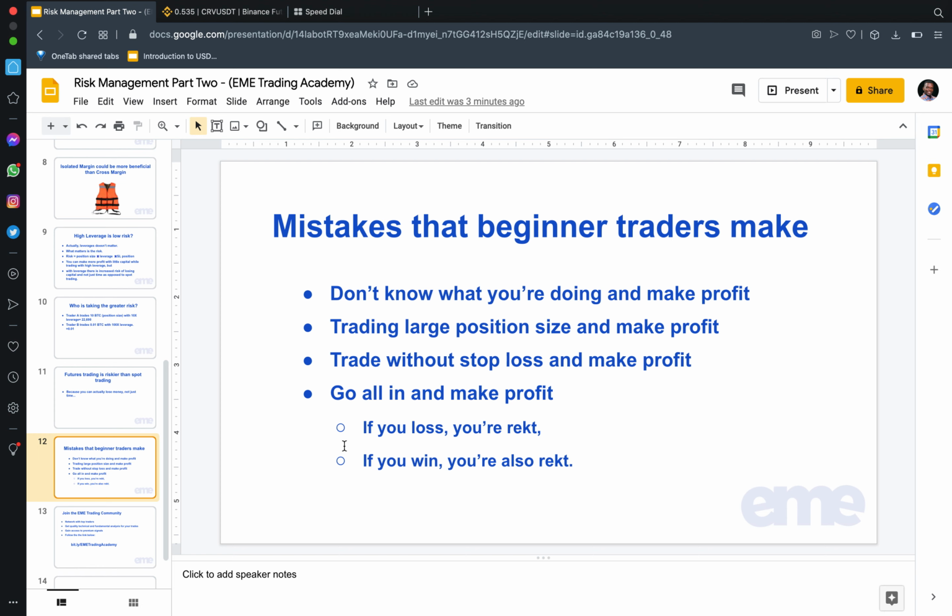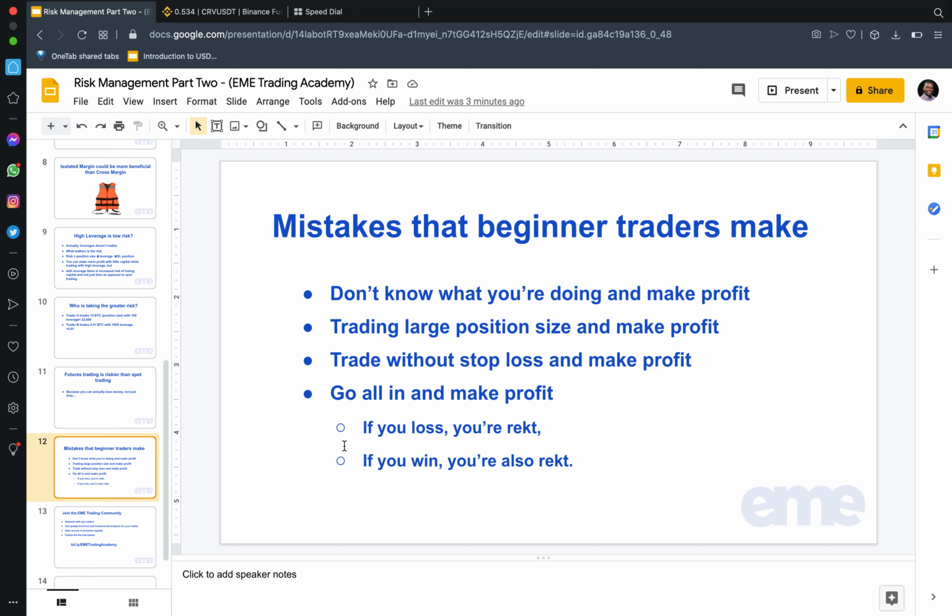Trading without stop loss, we've talked about this time and time again. That is the single biggest mistake you can make as a trader. Another mistake is to go all in and make some profits. The market is going up, and everybody's making money, and you got this $2,000 account, and you just want to go all in.